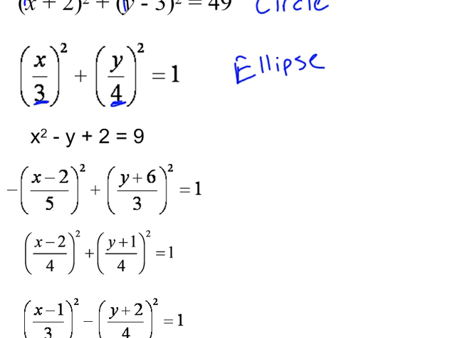Okay, on this one here, I see a squared term, but only one squared term. So therefore, parabola. Okay, I see squared, I see plus, but don't let that trick you. There's a negative in front of the x squared, so since there's a negative in front of one of the squared terms, automatically it's a hyperbola.